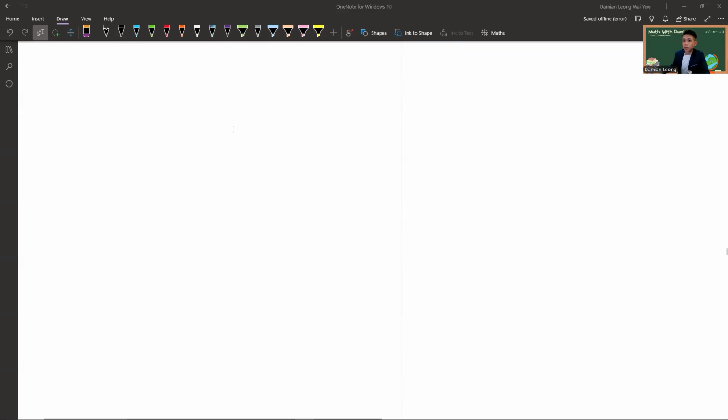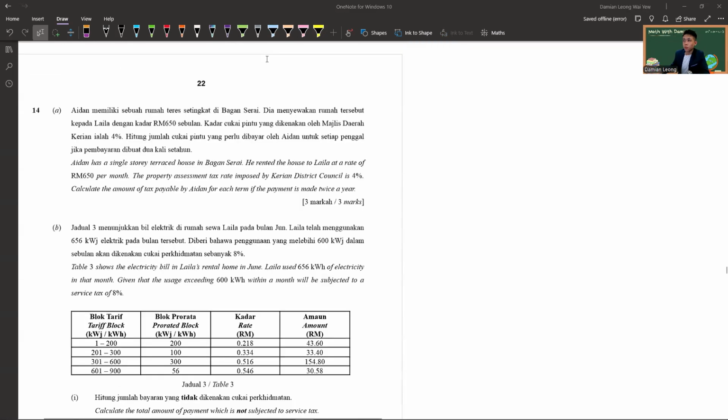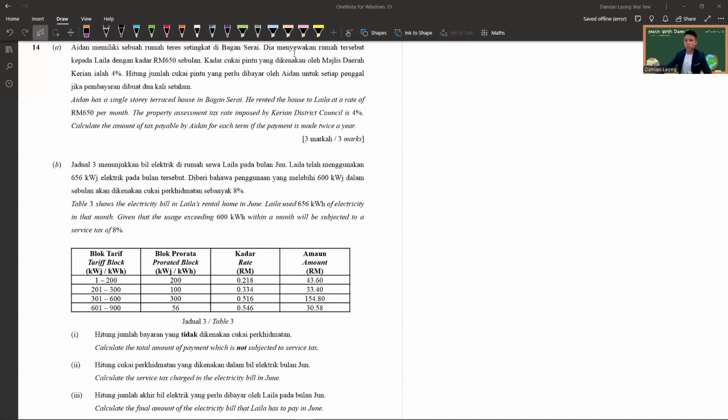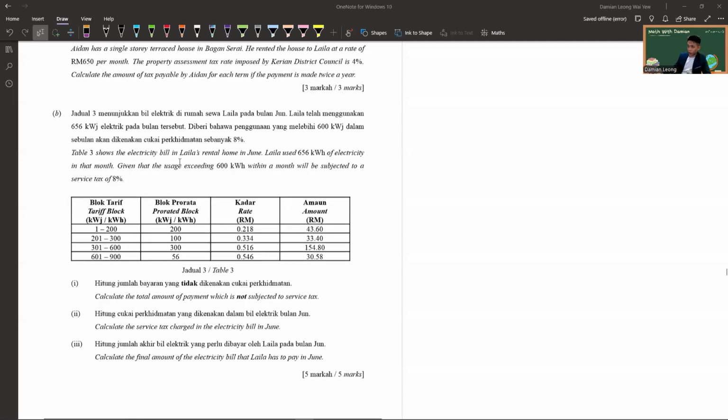Okay, then, yeah, question 14. Aiden has a single-story terrace house in Bagan Serai. He rented the house to Laila at the rate of 650 ringgit a month. Property assessment tax imposed by the current district council is 4%. Calculate the amount of tax payable by Aiden for each term.